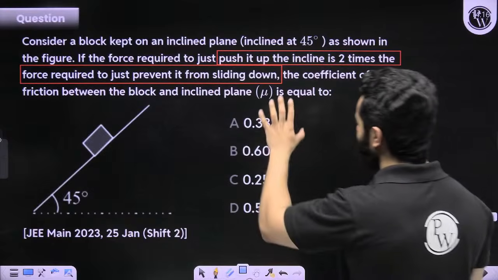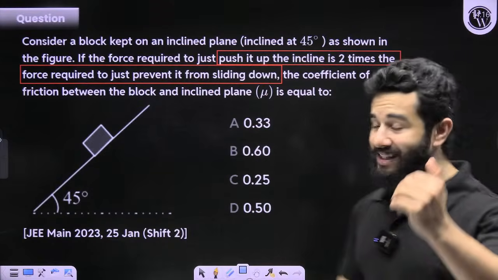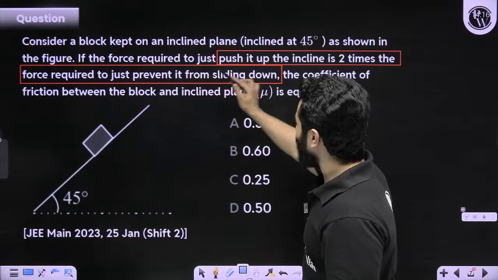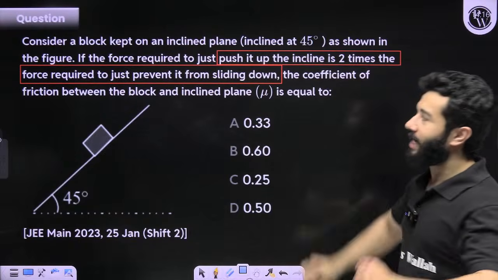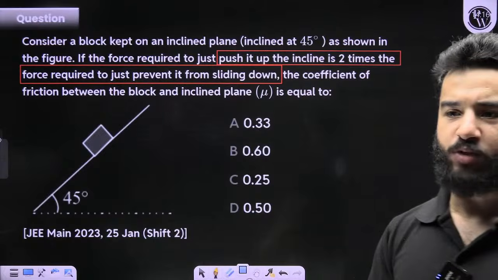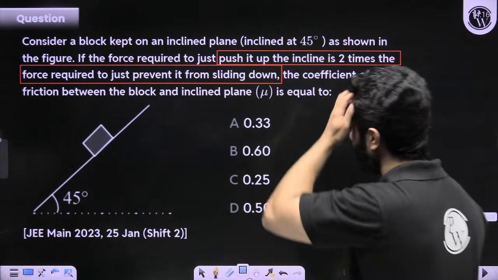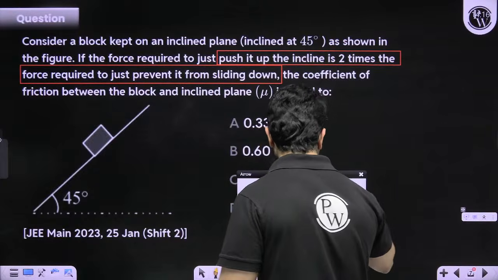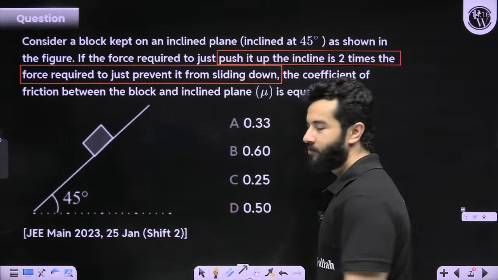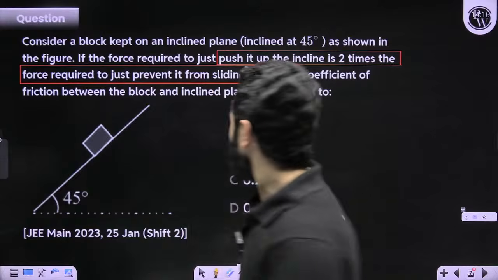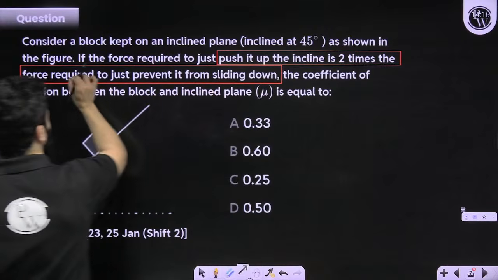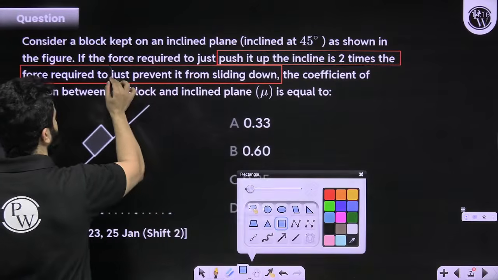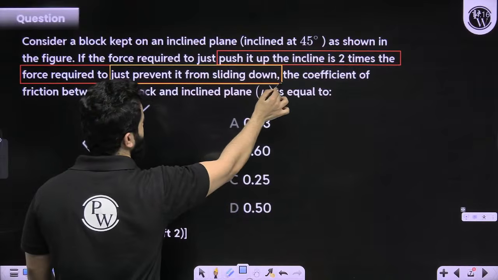Okay, so in this question, the important condition is that we want to find out the coefficient of friction such that the force required to push it up the incline is 2 times the force required just to prevent it from sliding down. Okay, great. Let's see. First of all, let's talk about the force required just to prevent it from sliding down. Listen here, just to prevent it from sliding down.